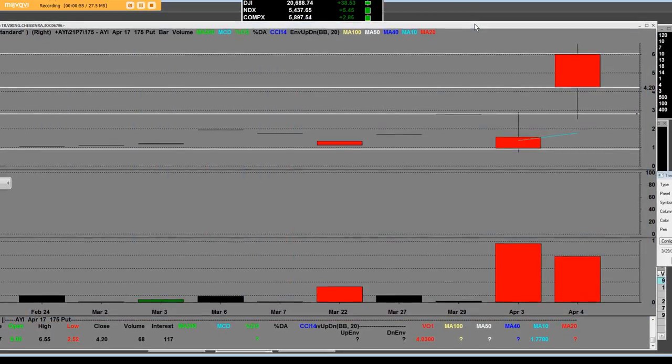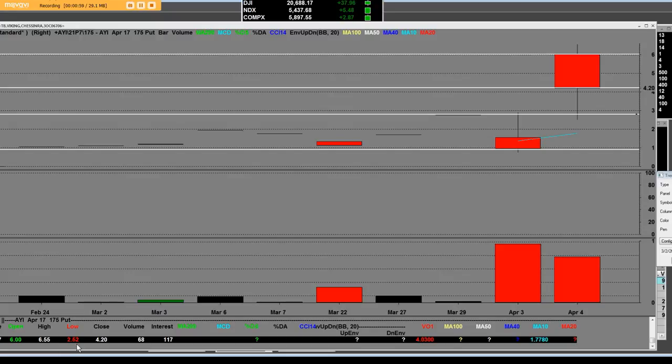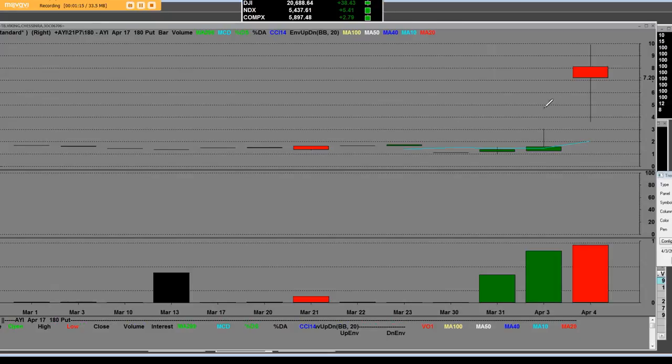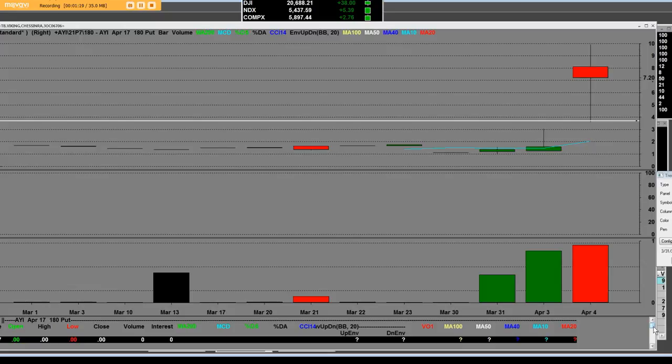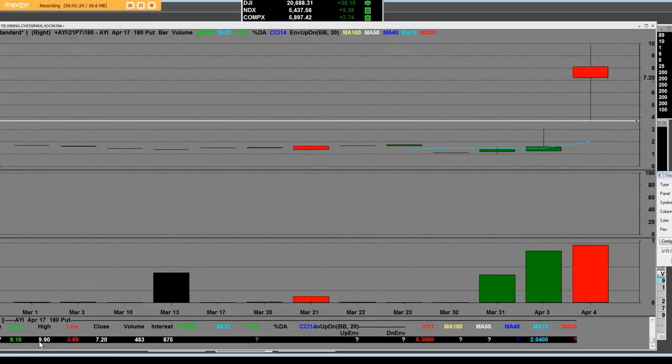I will show you the price of these options. The low was $2.52 right here, and then we spiked up here to the high of $6.55. Now, when we take a look at that 175, and we take a look at the 180, the low end right here was exactly this morning at $3.60, and the high up here was $9.